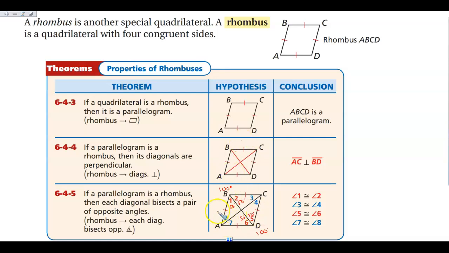The same thing is going to be true with 8, 7, 3, and 4. That would make each of these 80 degrees, so each half of the angle would all be 40 degrees.